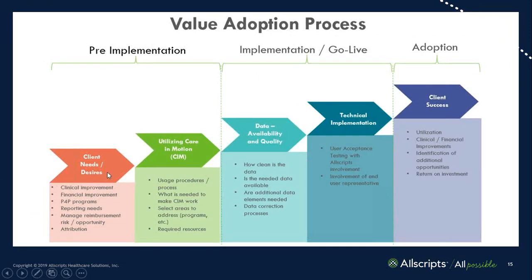Being able to focus on client needs and desires right off the bat, being able to identify within population health what it is that we need to do. Utilize care in motion, leverage the solutions and the integration points you have inside your own network, identifying all of those avenues and all those users across that closed loop healthcare ecosystem that each one of you looks to strive to be.